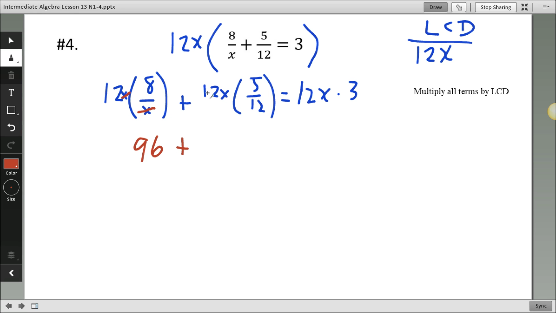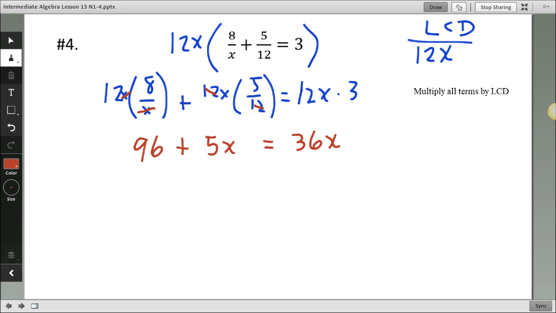Now, what cancels here? What do they have in common? They have 12s in common, so the 12s are going to cancel. That leaves me with 5x. On the other side, it was just a whole number times another expression. So 12x times 3 is 36x.